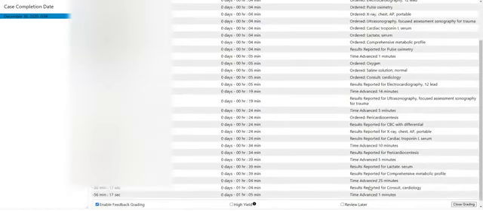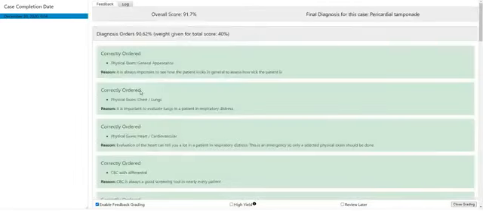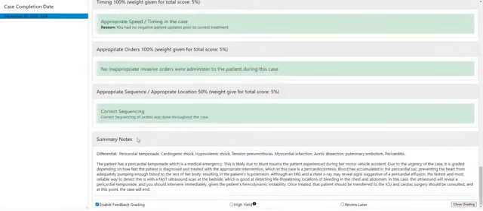And then this is your log of everything that you ordered. So, like, you ordered this, pulse ox. So these are all the things that you ordered, so you can go and look at what happened throughout the case. So overall, this is a successful case, and then there's a summary note at the end that the patient had pericardial tamponade, the different differential diagnoses, and that's pretty much it.